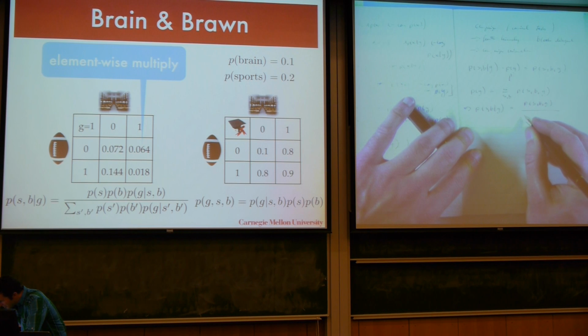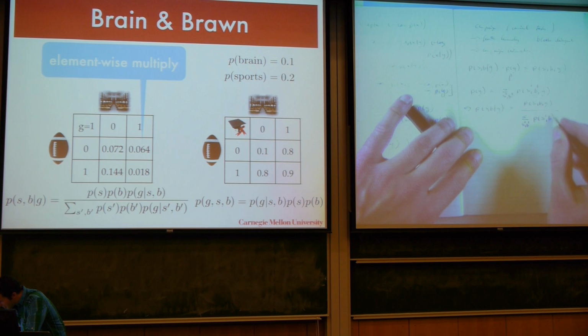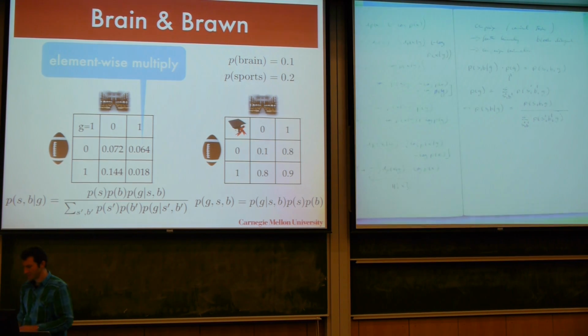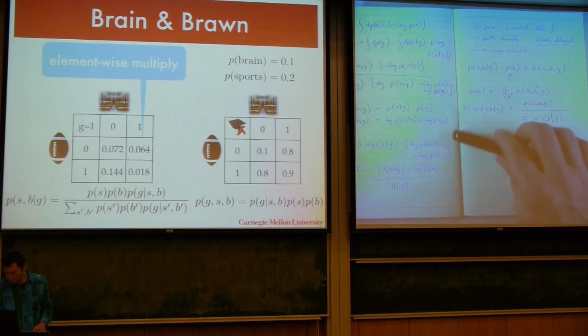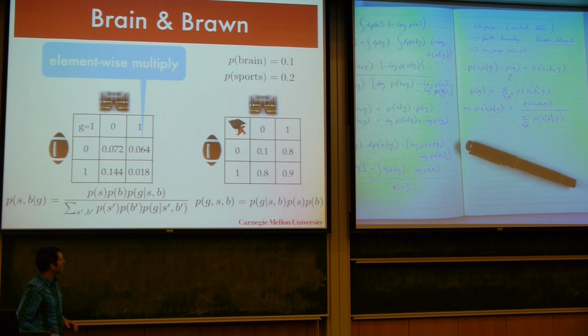So therefore, it follows that P of S, B given G is P of S, B, G divided by the sum over S prime and B prime. Actually, let me just make it primes here right away. Doesn't really change anything. P of S prime, B prime, and G. Right? Bayes' rule. Now, that sum in the denominator is exactly the sum over those blocks here. So I divide pointwise, and I get this.